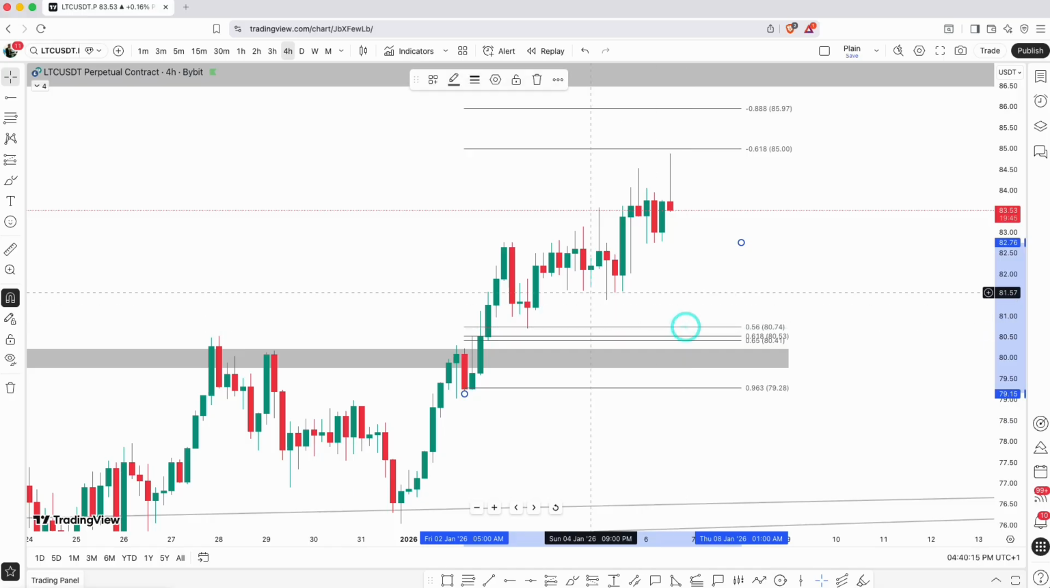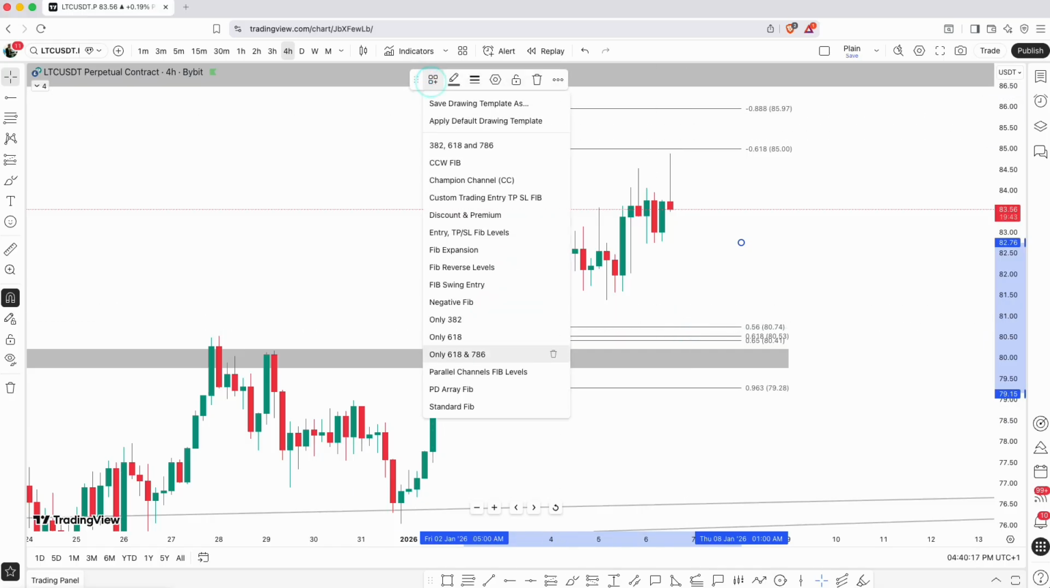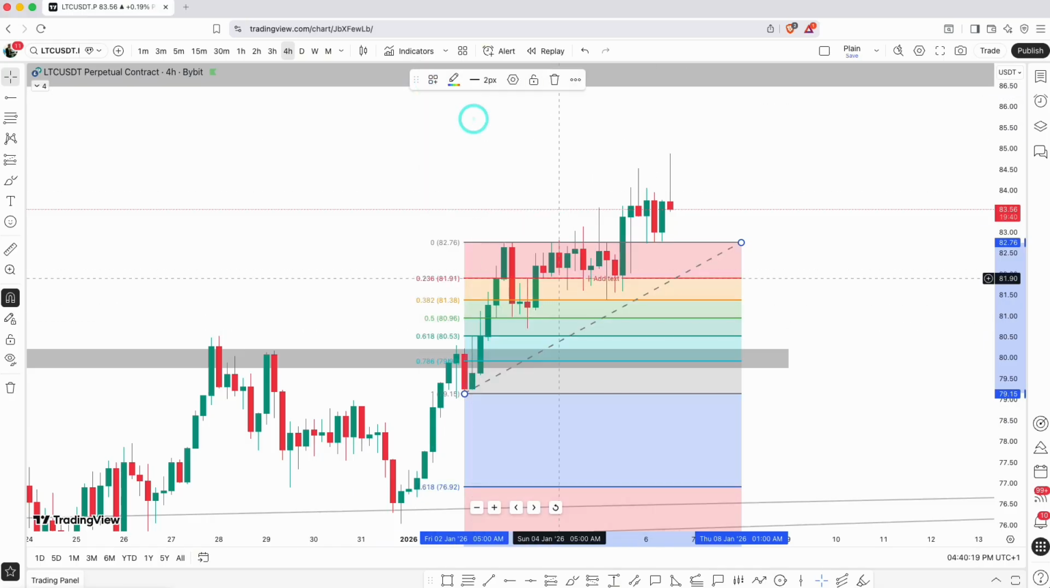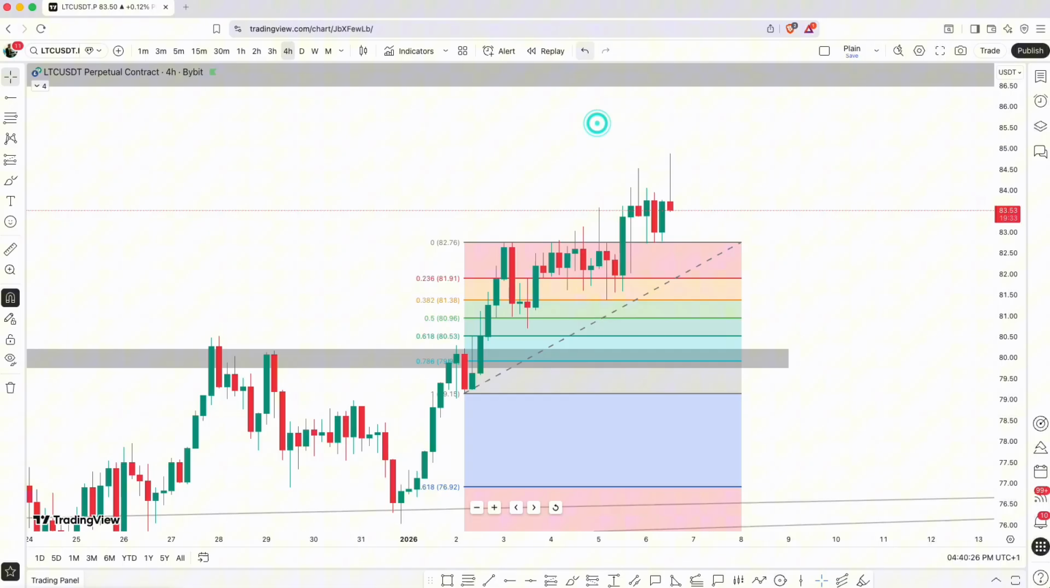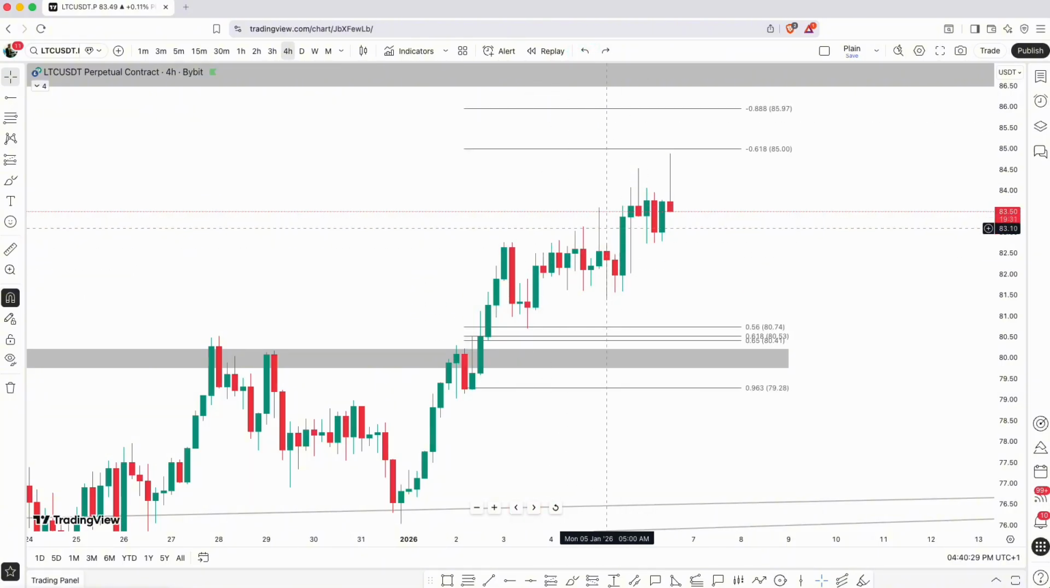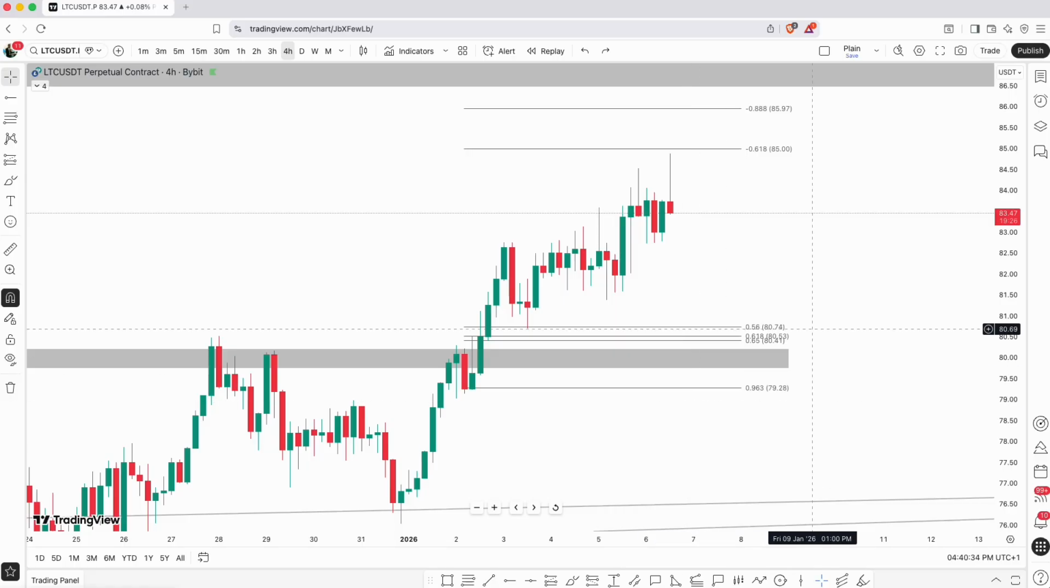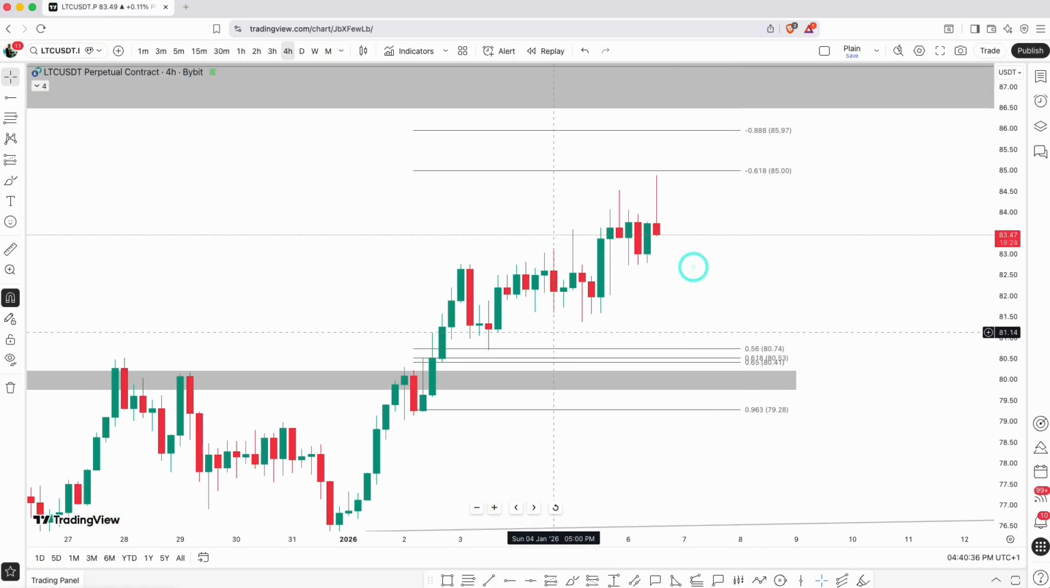This is not the default Fibonacci tool. If I go ahead and apply default, this is what it looks like. So I've customized this, and I have a video where I taught you how to use the Fibonacci tool, where I've customized all of these tools, and I even showed you these numbers so that you can go ahead. So check out that Fibonacci video on the channel, and you'll be able to get it.